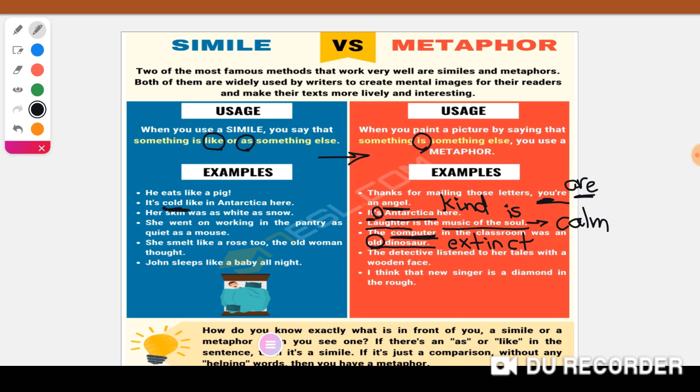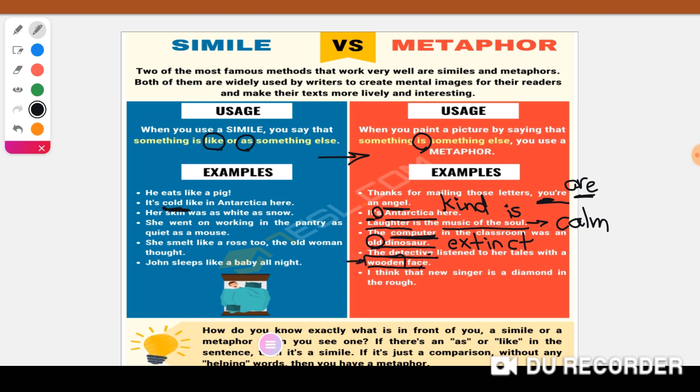The detective listened to her tales with a wooden face. So here I described how the face of the detective was by saying that it was wooden. Like we say, he gave me a poker face. Of course, you know that. So poker face is like not smiling, not angry, not anything, just the same reaction, same facial expression, not changing. That's a wooden face, describing or comparing the face of the detective to wood.